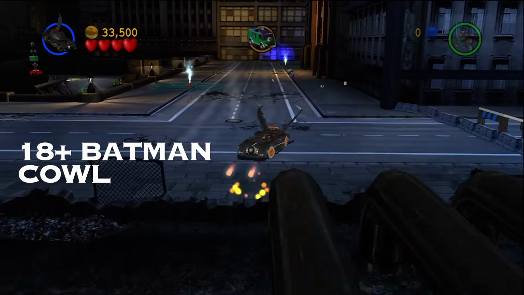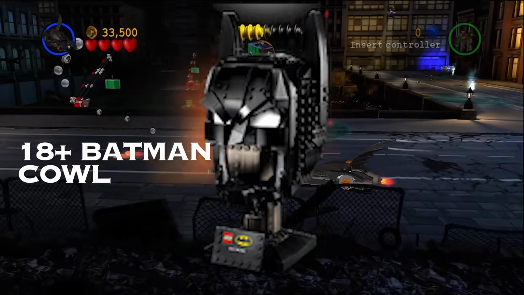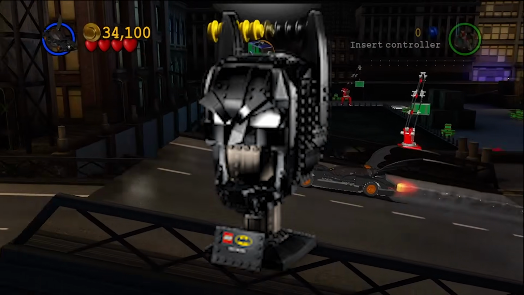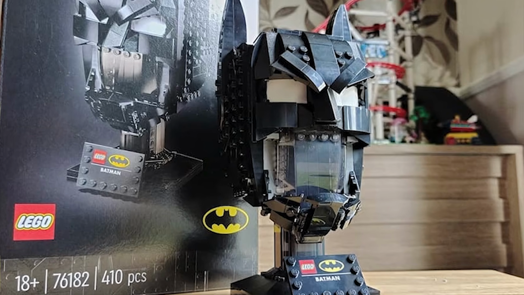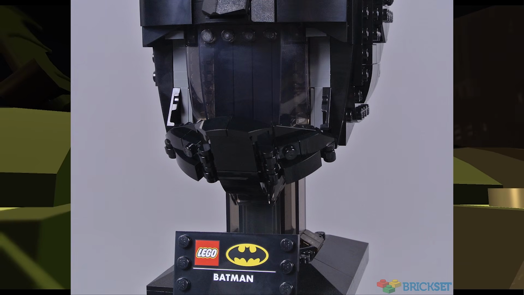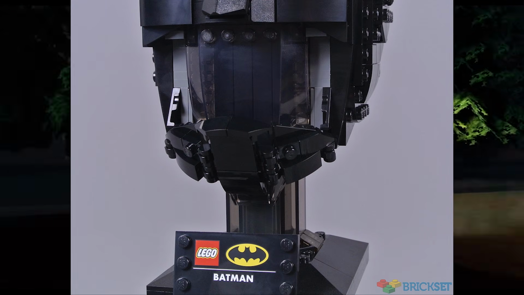18 plus Batman cowl. Set 76182 is this large-scale Batman cowl, and it's resting on a trans dark brown base. There's not much to this entry other than the bizarre color choice there.